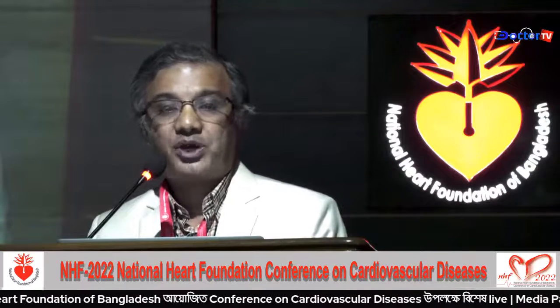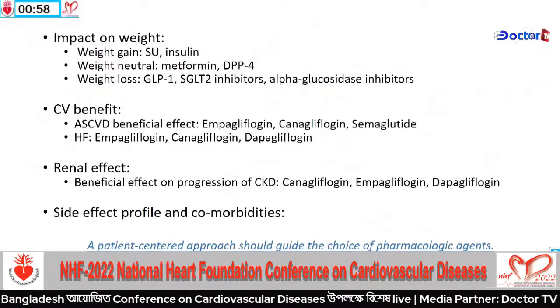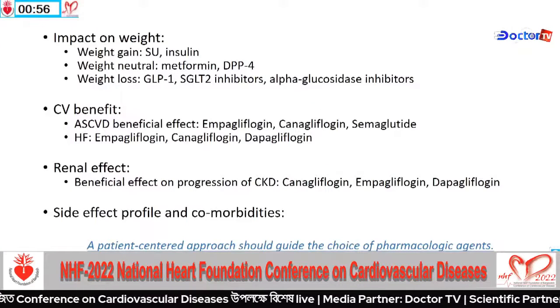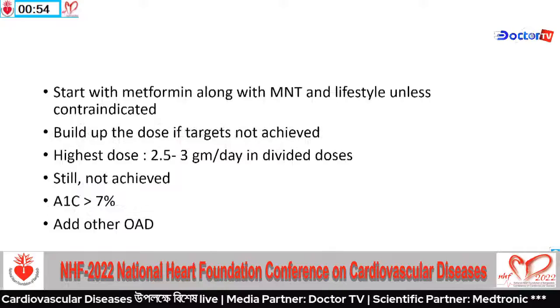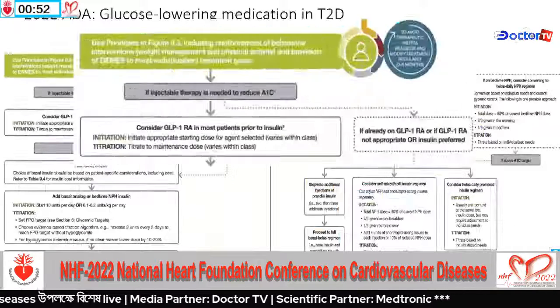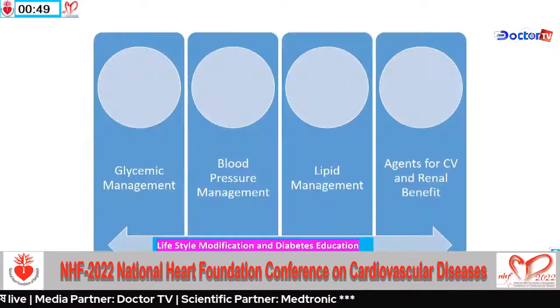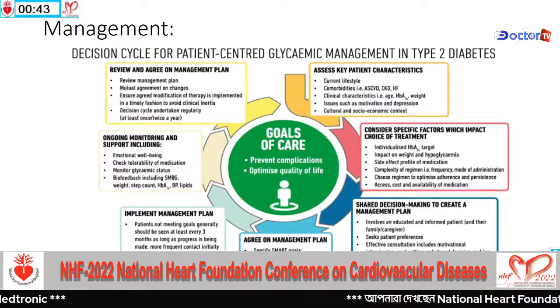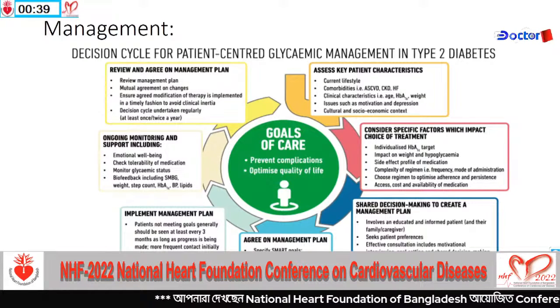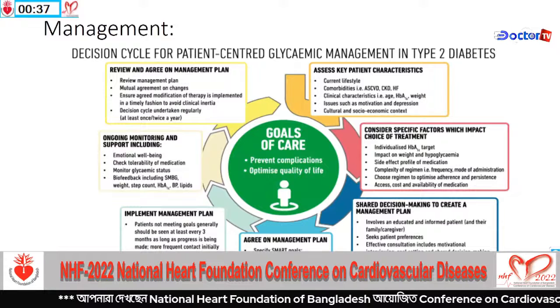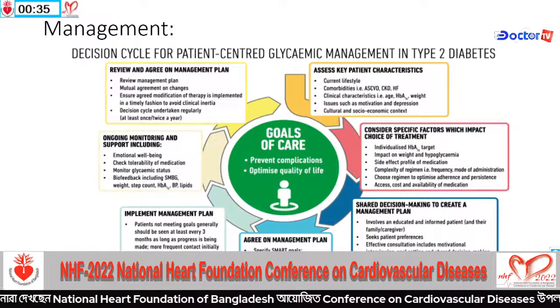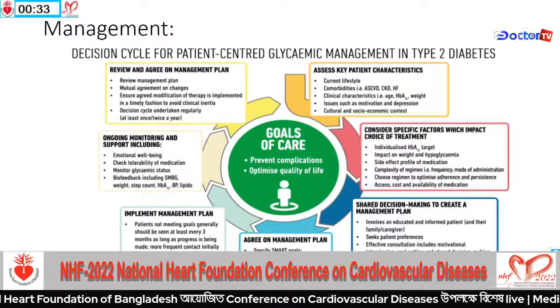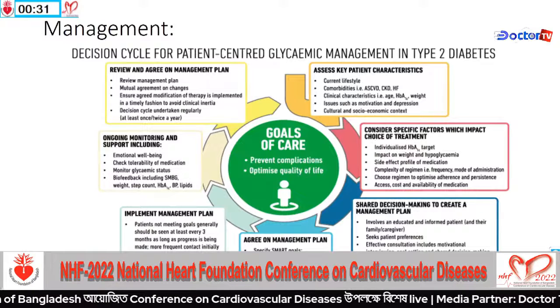Regarding impact on weight, we have to think of the weight, cardiovascular benefits, renal effect, and side effects of the comorbidities. So at the end, I will make a summary of everything. This is a summary slide which I have adopted from ADA. First, we have to assess the key patient characteristics. Then we have to consider specific factors which impact the choice of treatment, like A1C targets, impact on weight, side effect profile, complexity of regimen, and choose the regimen.